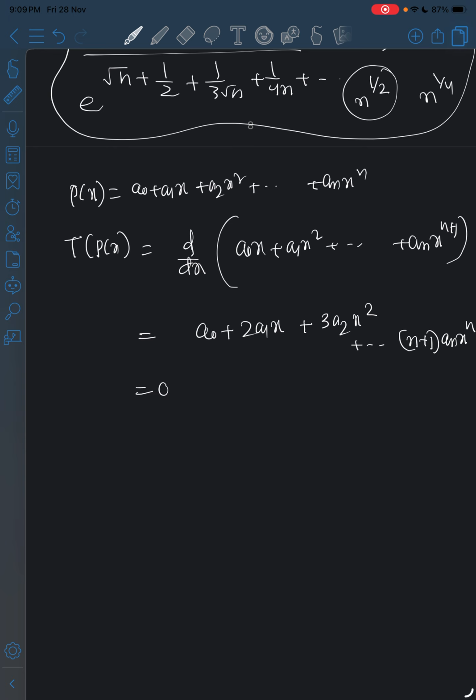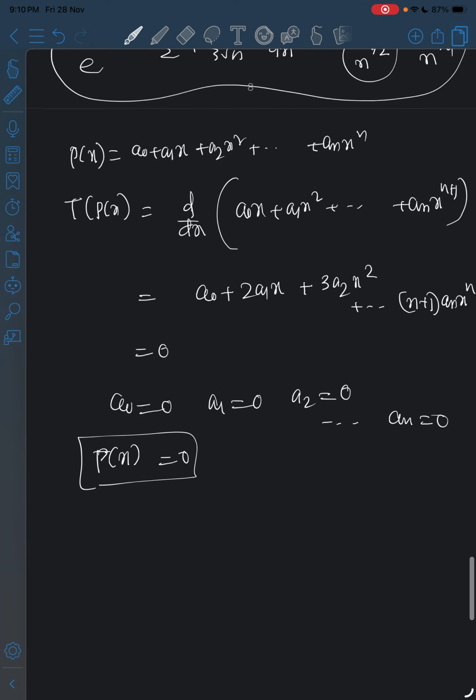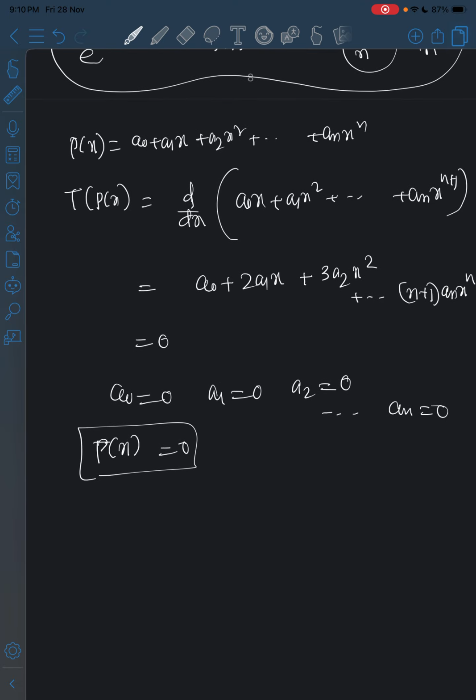So if this is 0, that means a0 equal to 0, a1 equal to 0, a2 equal to 0, and a_n equal to 0. So p(x) is identically 0. So this is injective. Okay. Now what about surjectivity? What is the basis? The basis is 1, x, x square, and so on, right? If you find the pre-image of these elements, then you will get the entire thing, right?